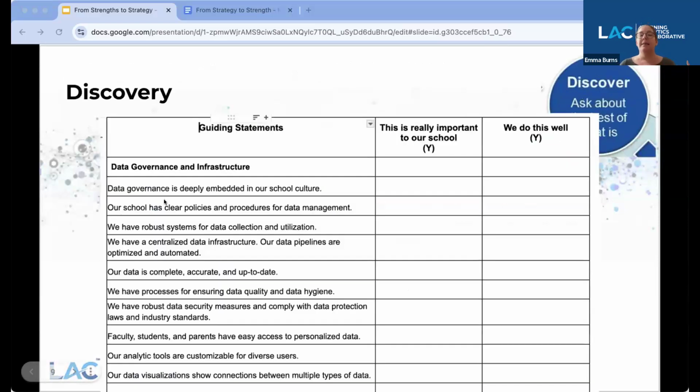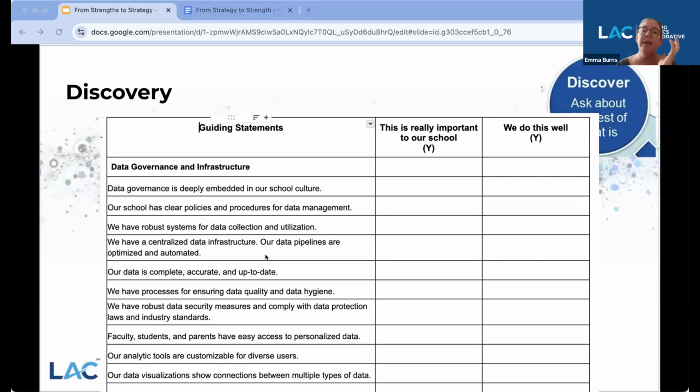As part of this discovery step, remember, discovery is about thinking about what do we do really well. So for each of these, the first step will be really thinking about what's important to our school and what of these things do we do really well. You notice we're not ranking it from 1 to 5. We're not saying which ones don't we do well. We're really just harnessing what are the ones that we really believe in and we think we do a good job in. So these are the data governance ones.